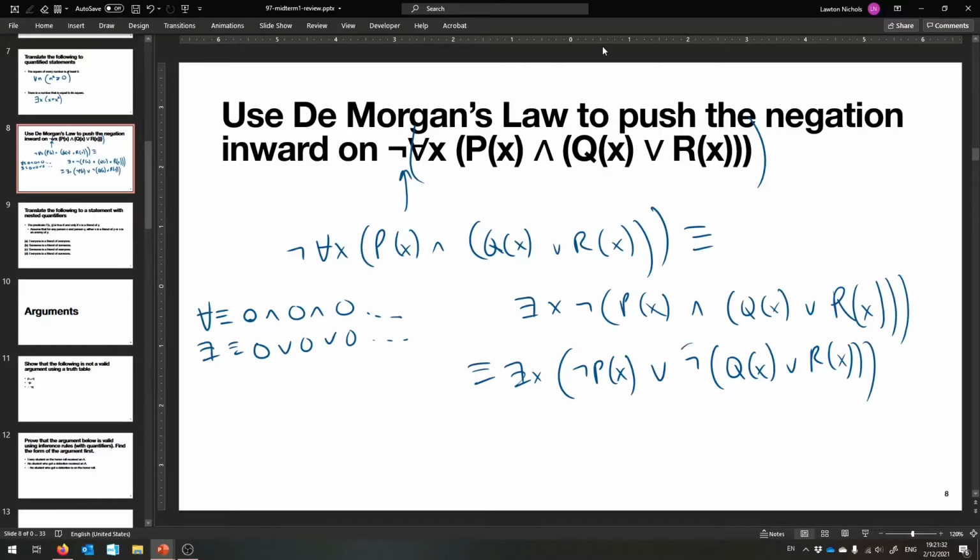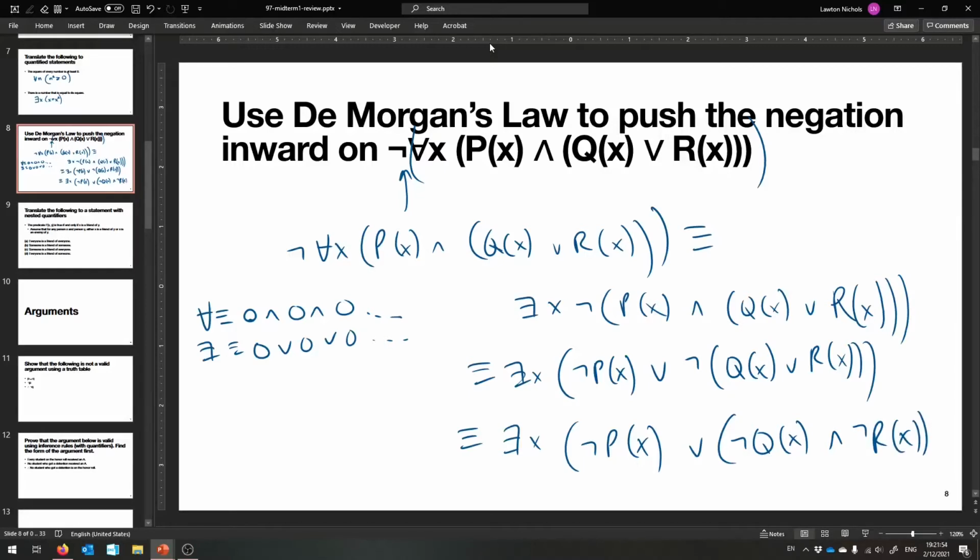And now, this one's kind of as far in as it can be. This one, though, we can do something about. We can bring it in one more time using De Morgan's law. There exists an x such that not p of x is true, or, in parentheses, not q of x is true, and not r of x is true.